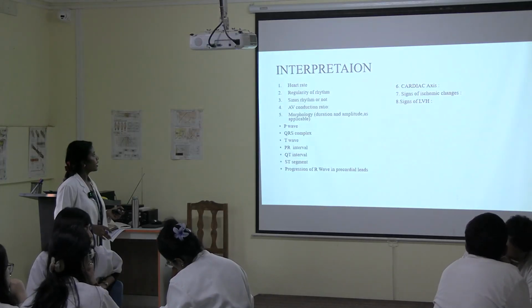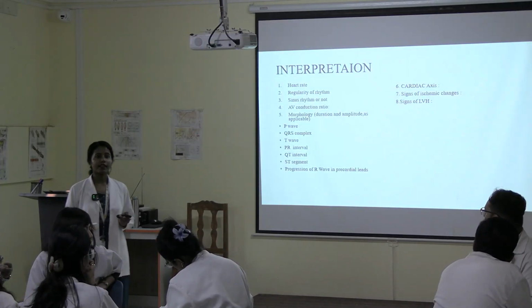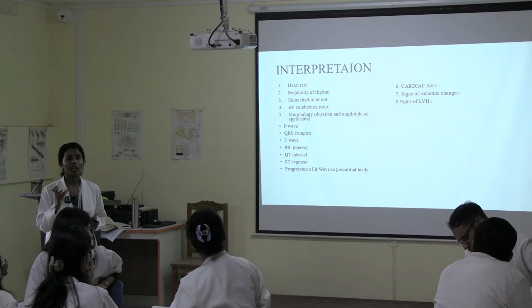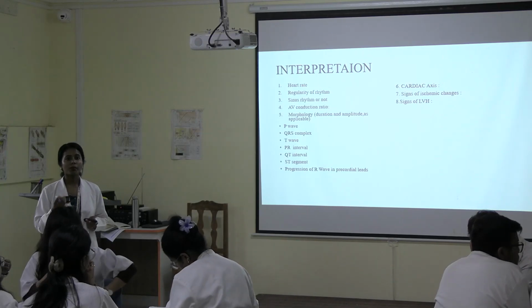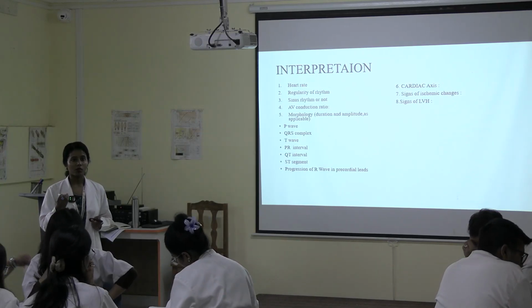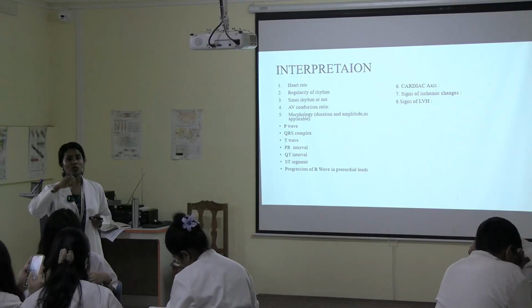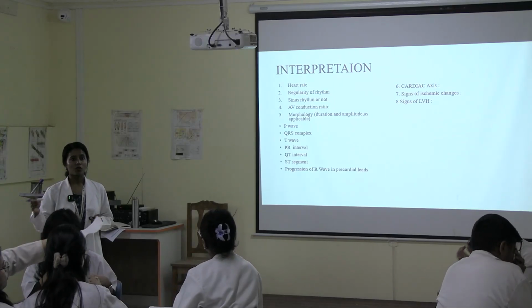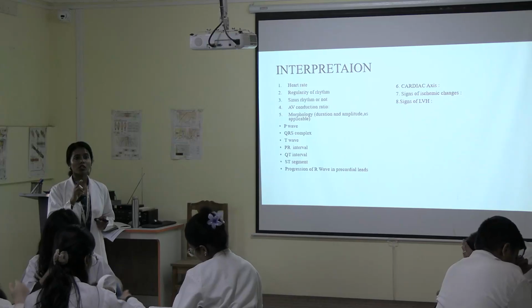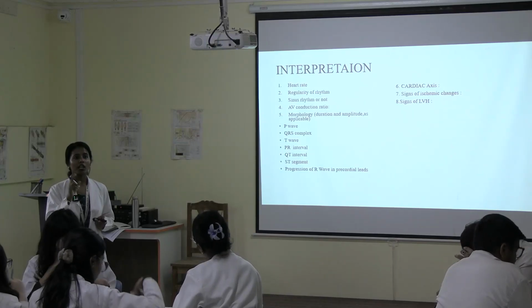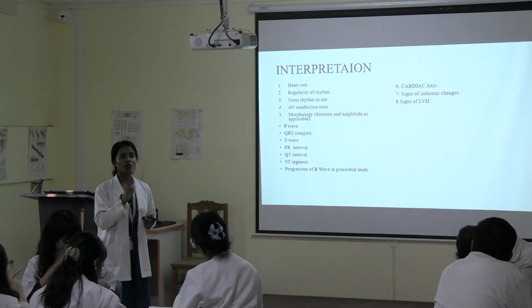Okay. So sinus rhythm or not. What do you mean by sinus rhythm? From where is the heart rate coming out? What is the pacemaker cell? That is the SA node, right? If the impulse is coming out from the SA node, then it will come to the AV node. So you will look at the P wave. That will tell you whether it is sinus rhythm or not.